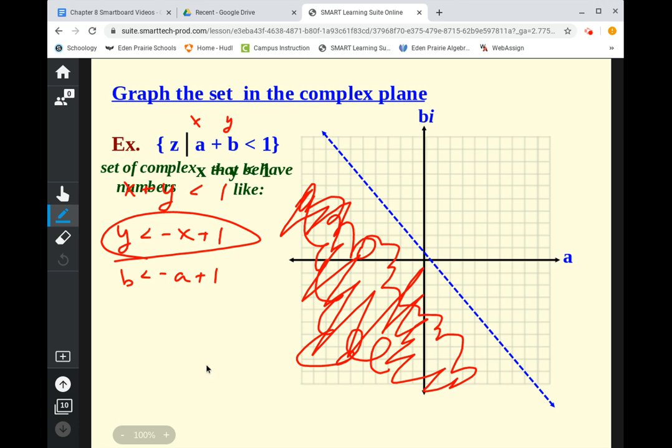And then, of course, you guys all know it's an inequality, so shade below, just like so. Okay, that concludes graphing points and graphing a set of points. Make sure you watch videos 2 and 3.